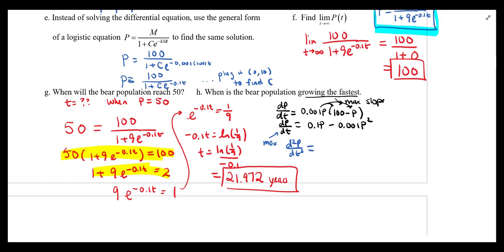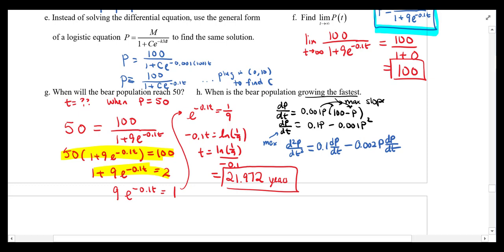The derivative of 0.1P would be 0.1 times dP/dt. And don't just leave it 0.1. Remember, a lot of you did that in previous tests. This is 0.1 dP/dt minus 0.002P times dP/dt. Remember, P is like the y value, so this is like implicit differentiation.